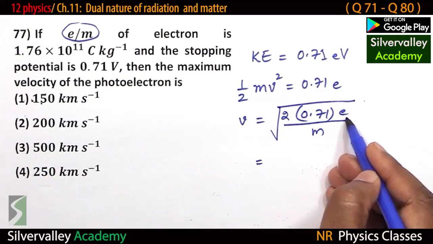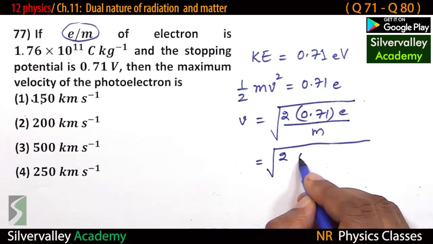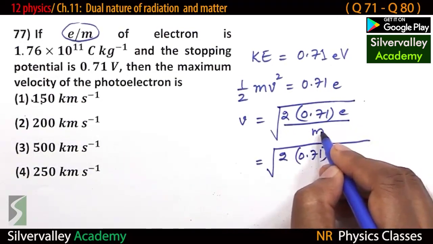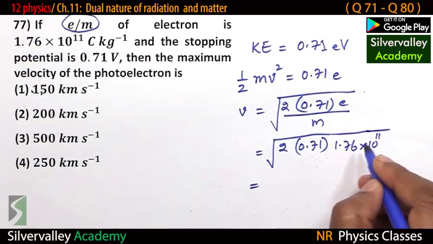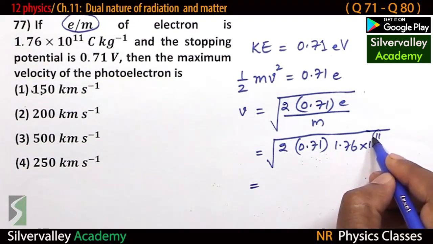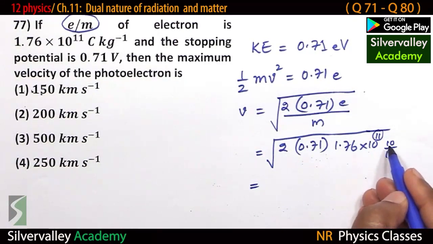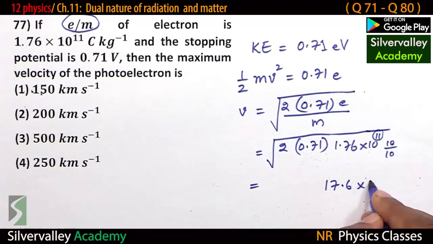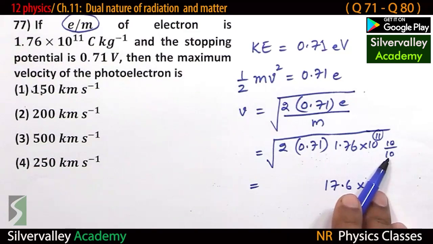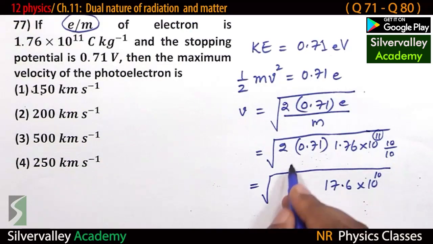But e by m, charge by mass, is given. The root of 2 times 0.71 times e by m, and e by m is 1.76 times 10 power 11. Now this is 10 power 11, an odd number. Multiply and divide this by 10, so it becomes 17.6, and 10 power 11 by 10 is 10 power 10. Of course, the whole thing is under root.